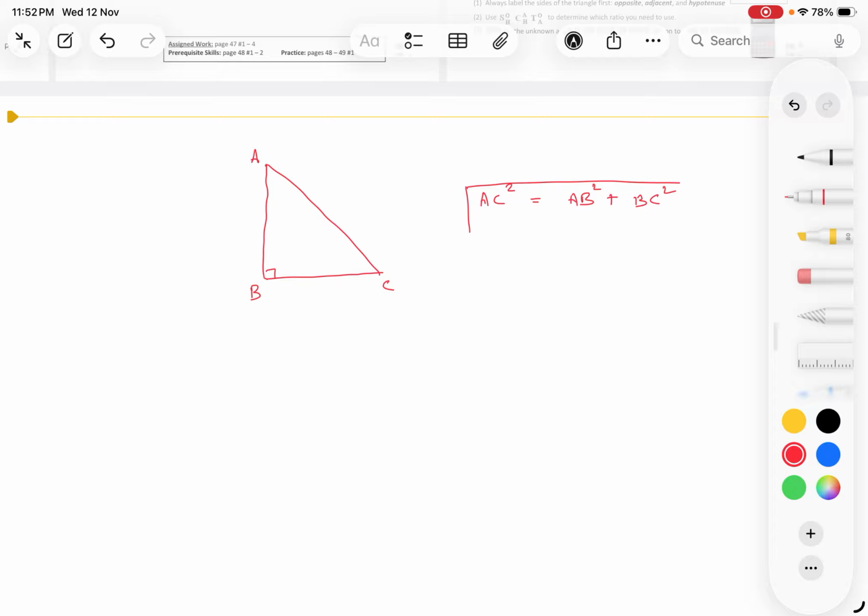Now, how do we use this? We use this to find an unknown side. Say if this side is 4, this is 3 units, we need to find AC, we will simply use this. AC square is equal to AB square plus BC square, which is 16 plus 9, that is 25. So we can find AC as square root of 25, which is 5.